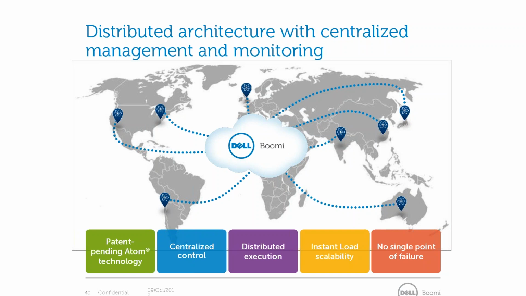Instant load scalability, no single point of failure. There is no single point of failure as the load is spread across different data centers. There is never a single point of failure. Clear with this? Instant load scalability: the data is loaded across different data centers. If the data load is higher at one center, the load will easily be transferred to a different data center, and from there you will get the request.